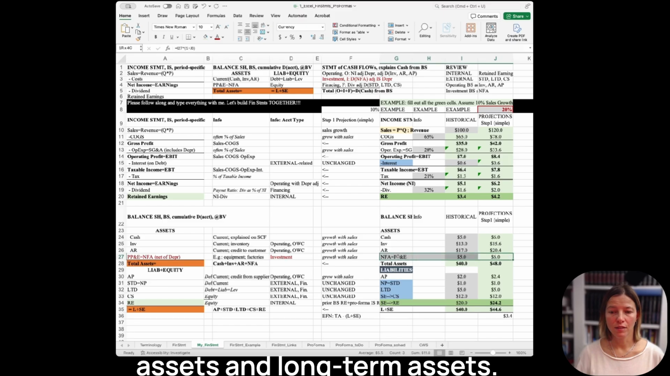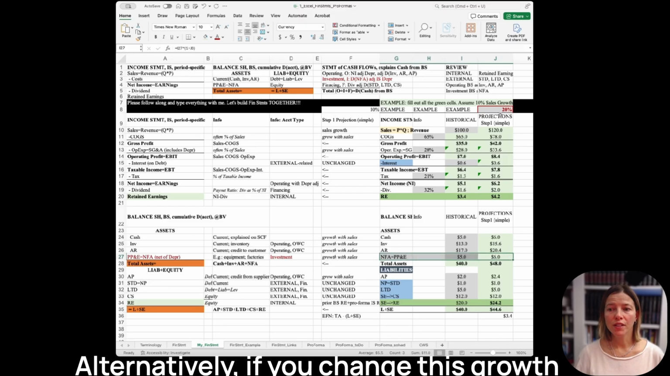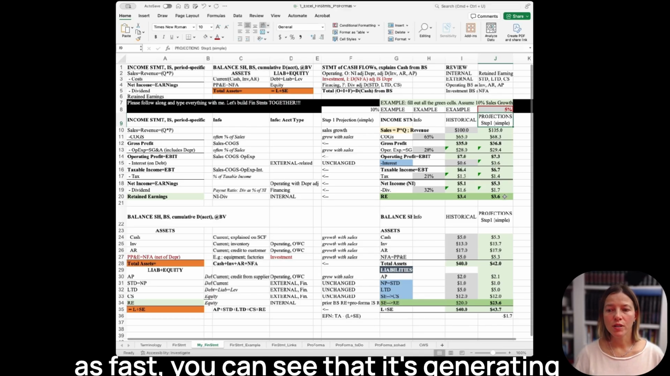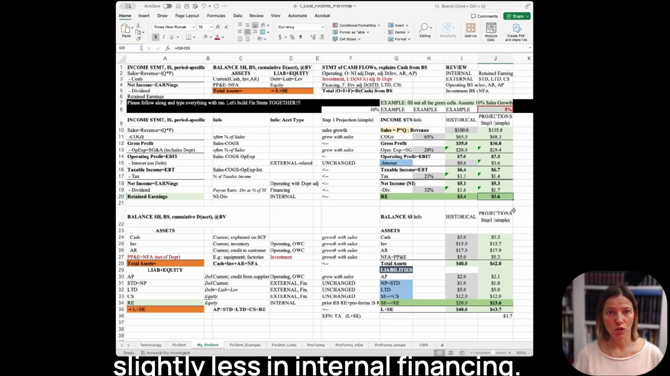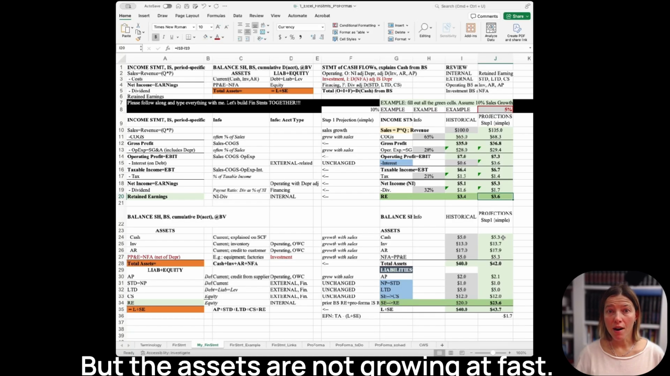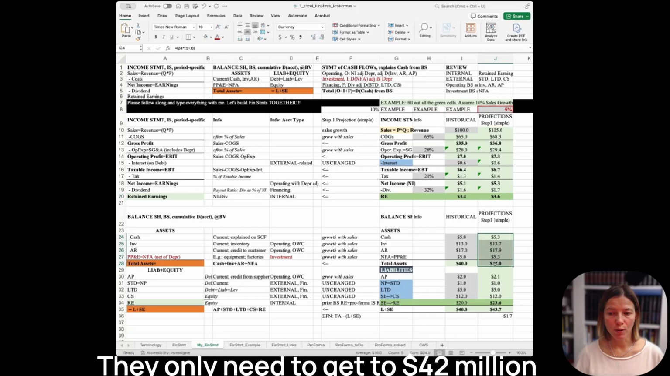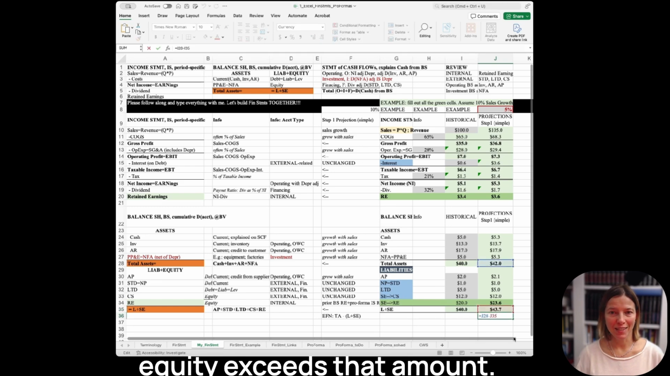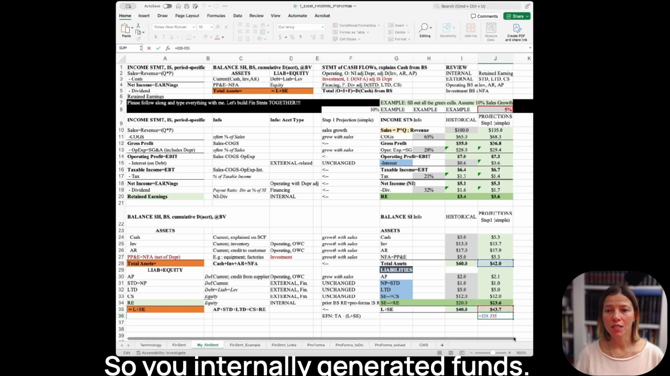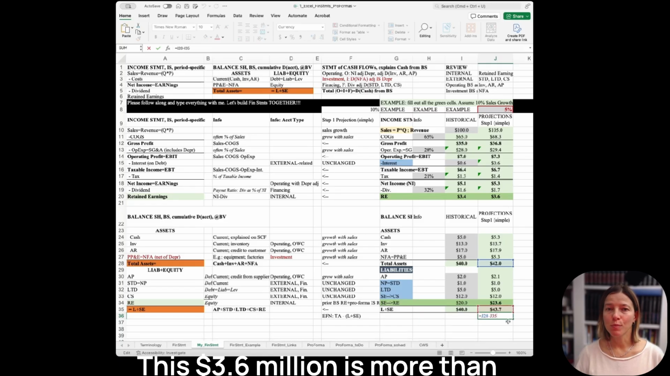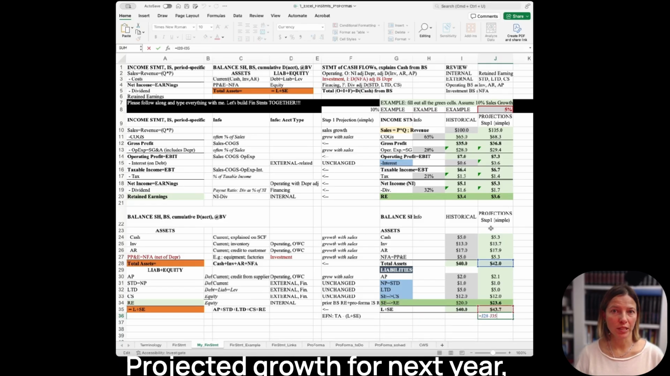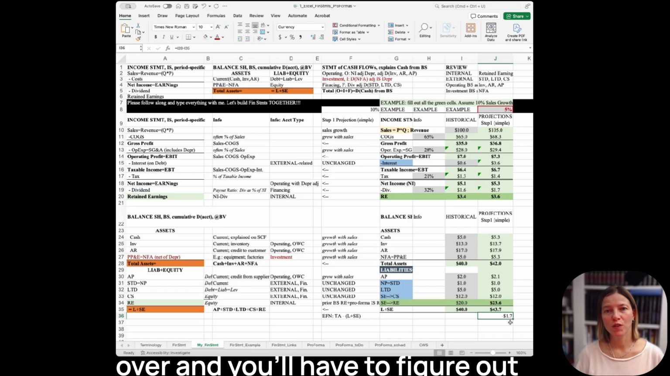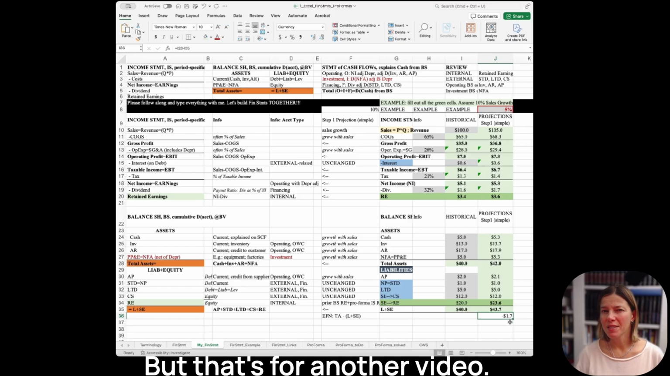because this firm experienced an increase in both its short-term assets and long-term assets. Alternatively, if you change this growth rate to 5%, so the firm is not growing as fast, you can see that it's generating slightly less in internal financing, but the assets are not growing as fast. They only need to get to $42 million. And your liabilities and shareholders' equity exceeds that amount. So your internally generated funds, this $3.6 million, is more than enough to cover the 5% projected growth for next year. You actually have $1.7 million left over, and you'll have to figure out what to do with this extra money. But that's for another video.